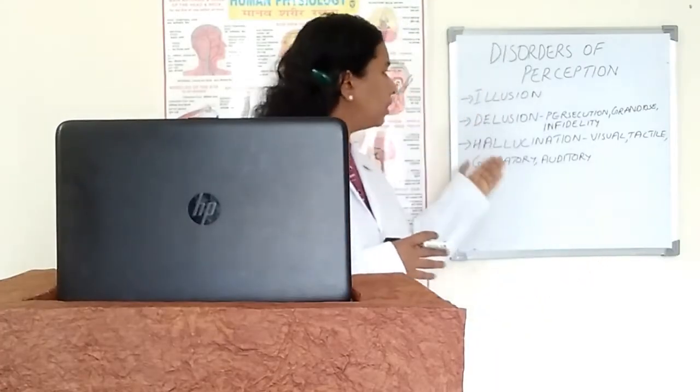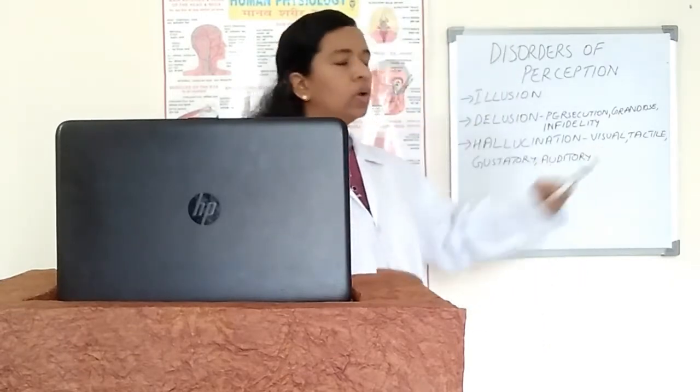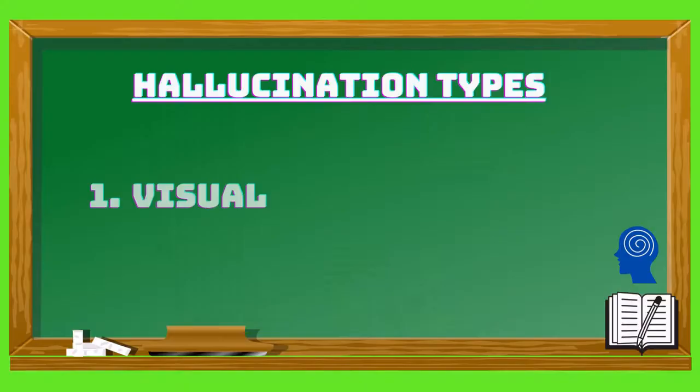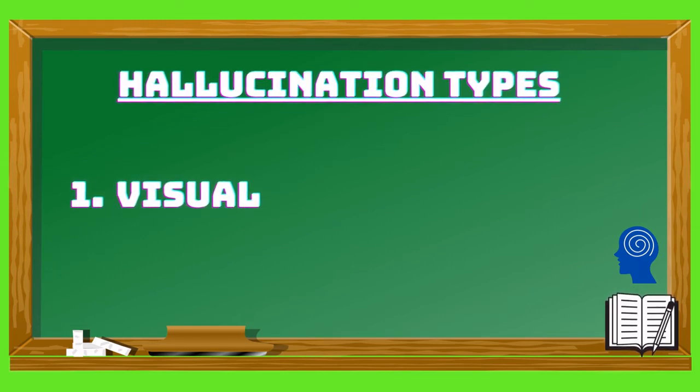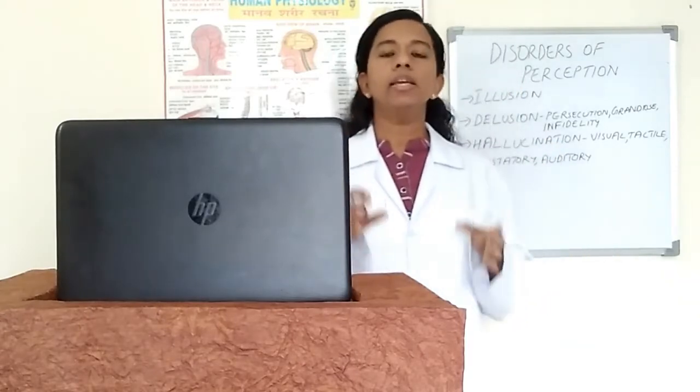What is hallucination? Hallucination means the person will see or hear something which is not at all present. There is no external stimulus, but they see or hear something which is not present. An example is visual hallucination, that means seeing using the eyes. The patient says that there are ghosts inside the house. Actually, there is nothing. So that is the visual hallucination. They are actually seeing the ghost inside the house.